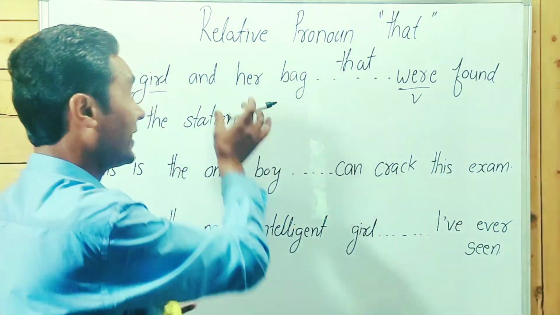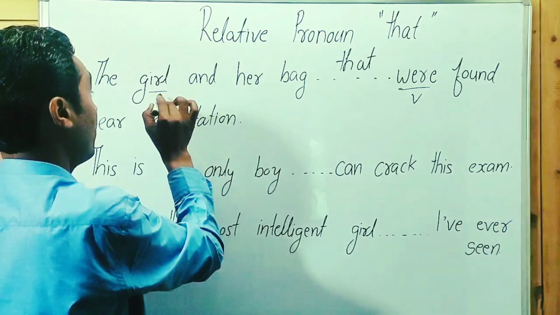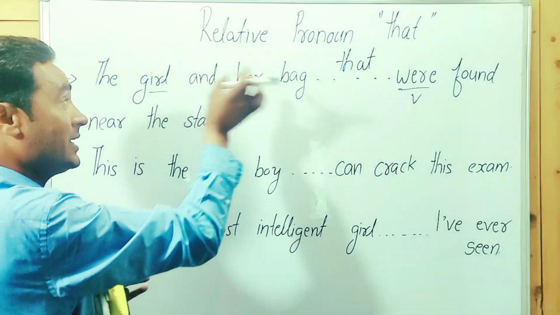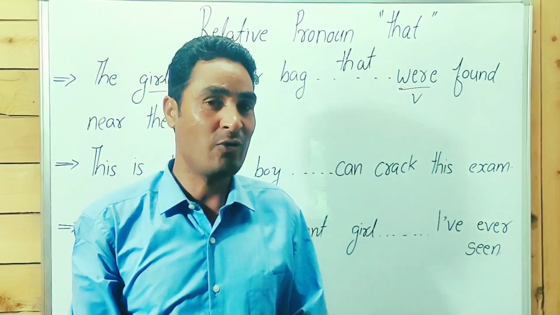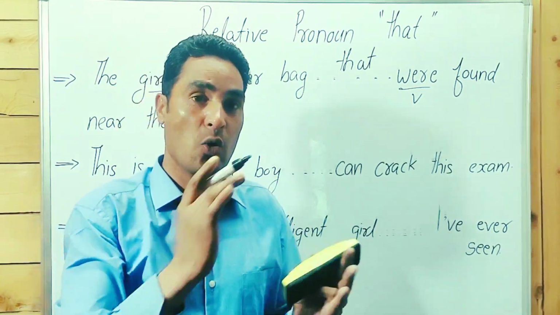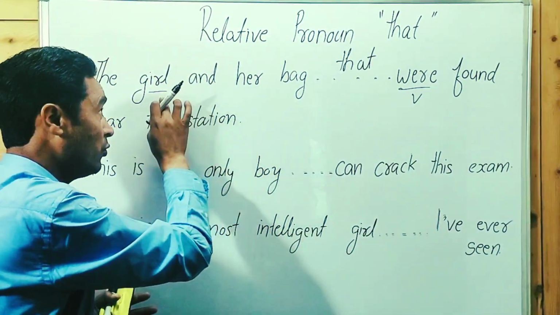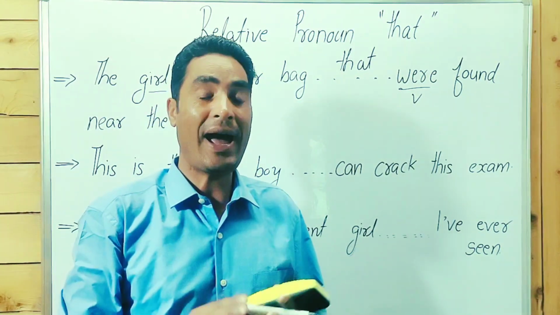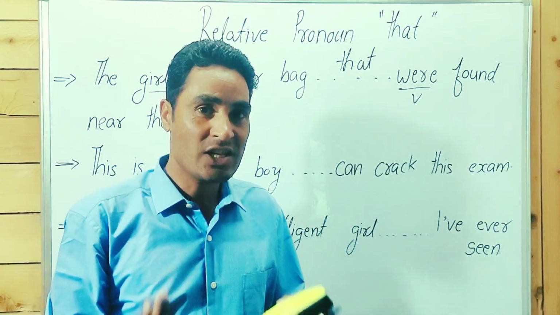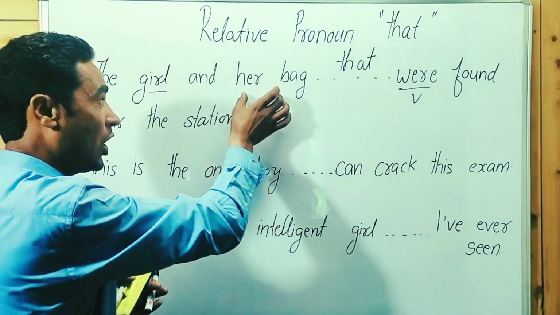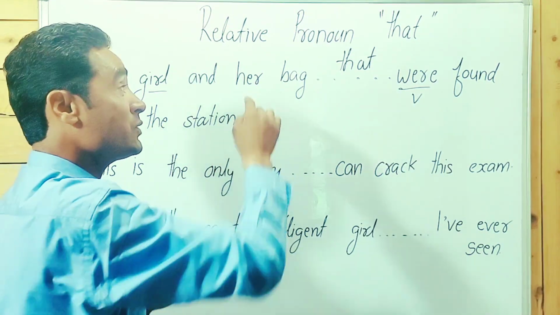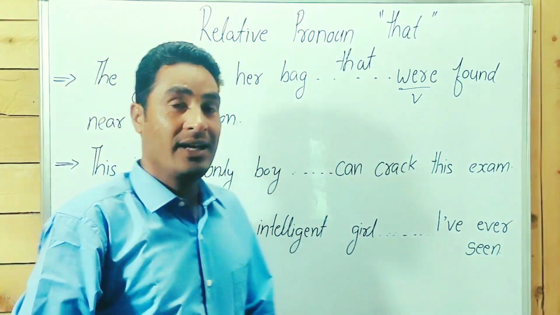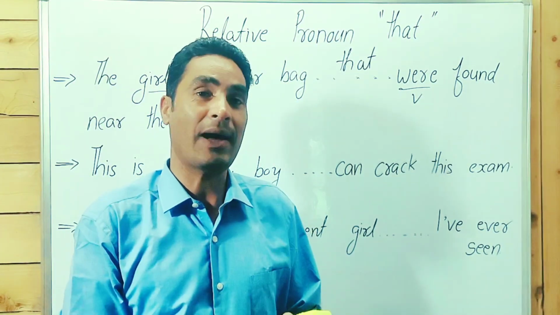Okay guys, point to be noted, but here there are two antecedents. First girl, human being. Second her bag, non-human being, an object. If you have two antecedents, one is human being, another one is non-human being, in this case we use relative pronoun that. I hope you understood. In the next slide we will learn each and everything step by step.